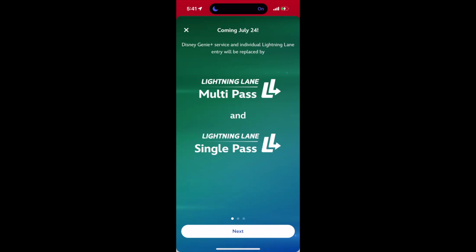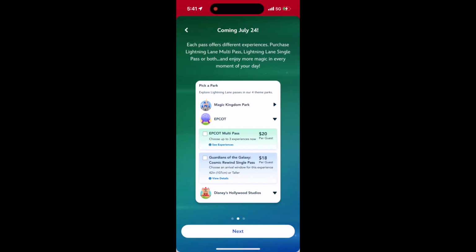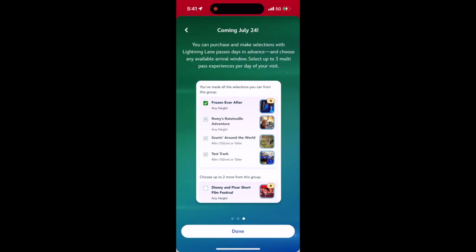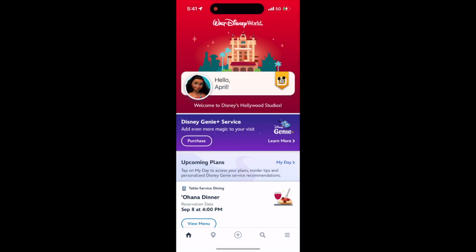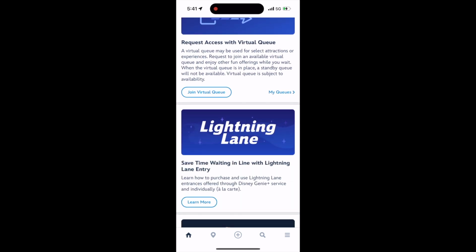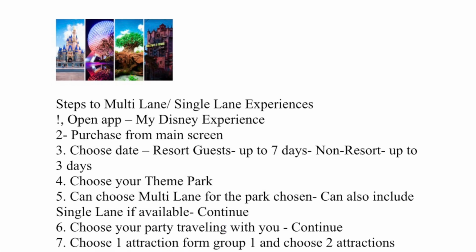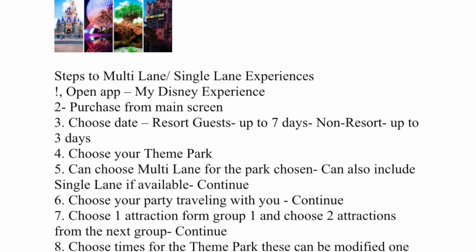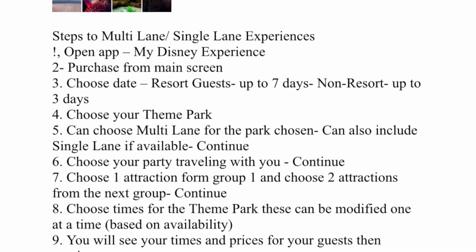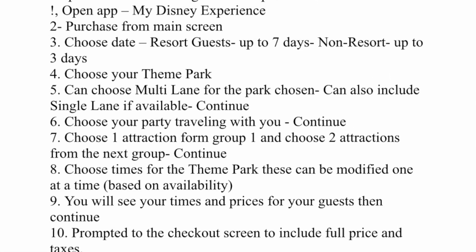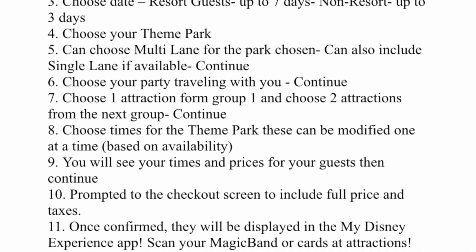Here we are with our new system at Walt Disney World, Lightning Lane single pass and multi-pass, showing you how to choose attractions for the day. So let's go ahead and get started and we'll walk you through that. Here are the steps that you need to go through for the single lane and multi-lane experiences. Feel free to pause, but here are the steps one by one. I hope this helps.